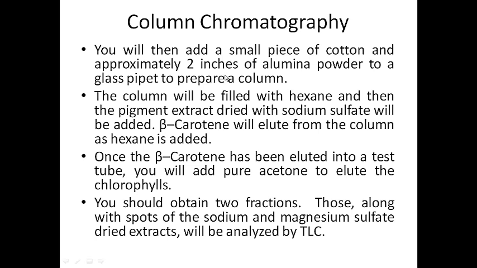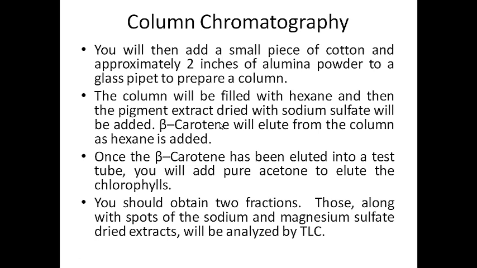So you're going to take a glass pipette, and you're going to prepare a column exactly like you did with the drying column, except you're going to use alumina in this case, and alumina is aluminum oxide. Then you're going to fill the column with hexane, and then the hexane will flow through the column to wet it. And once there's just a little bit of hexane left at the top of the column, you're going to go ahead and add the pigment extract, and beta-carotene will actually move down the column and elute while the chlorophylls are stuck to the column.